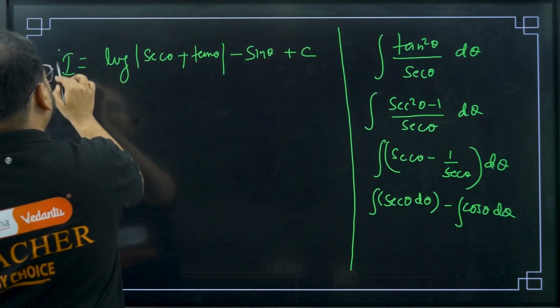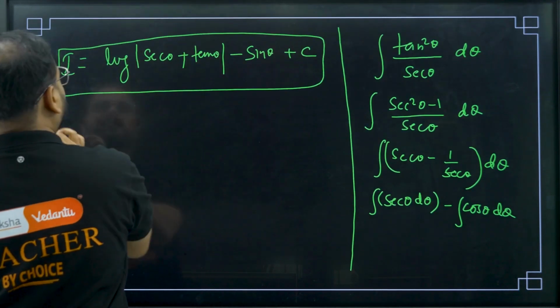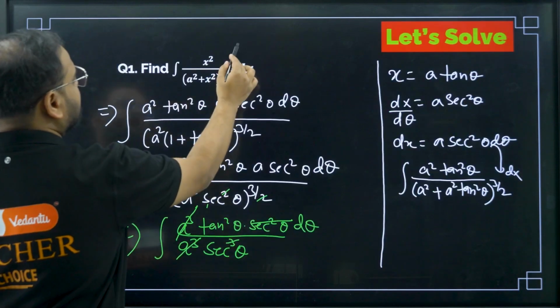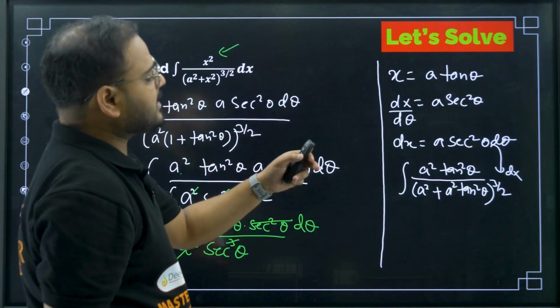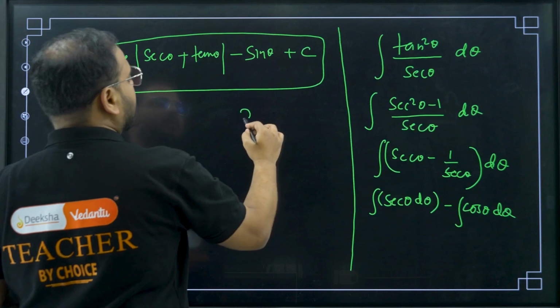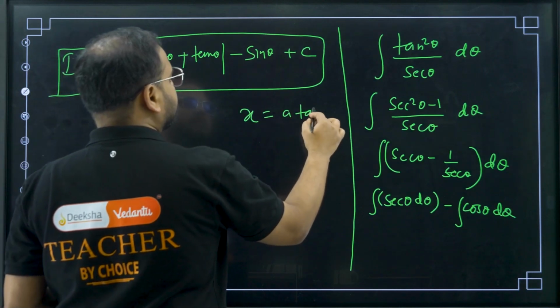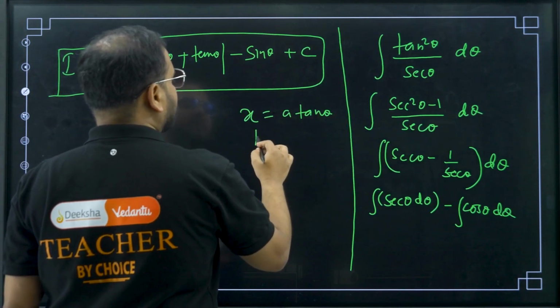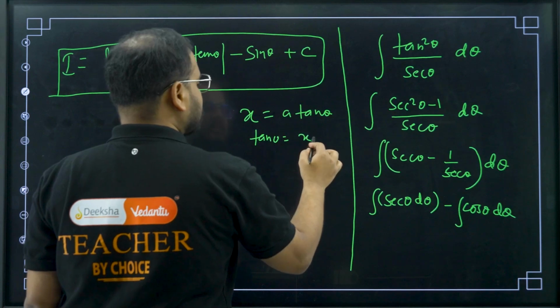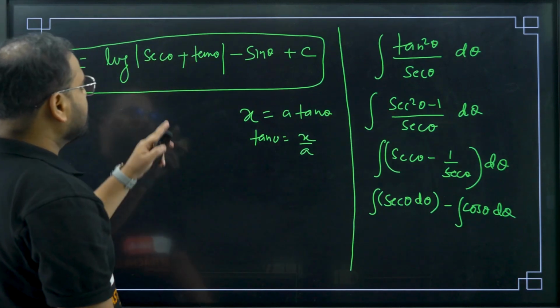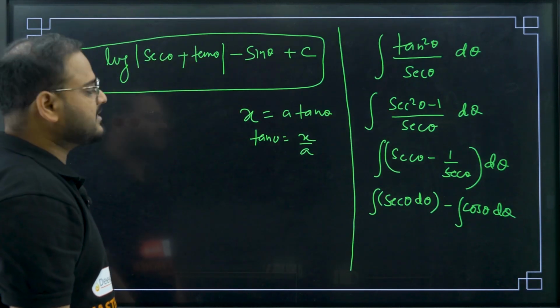This is my answer. But if you want the answer in terms of the variable they've given, which is x, what's the condition over here? x equals a tan theta. Write it over there. So my tan theta is x by a. Find the sec and sine from here.